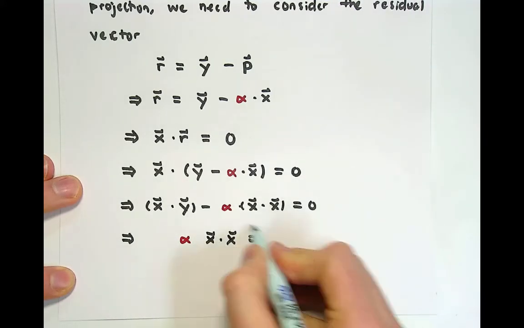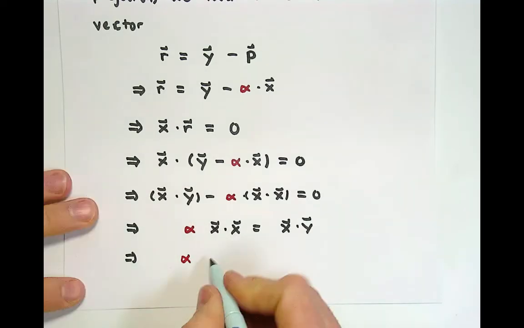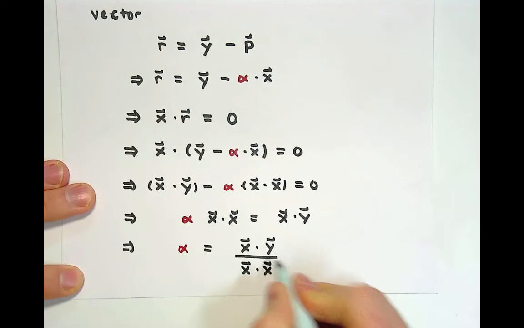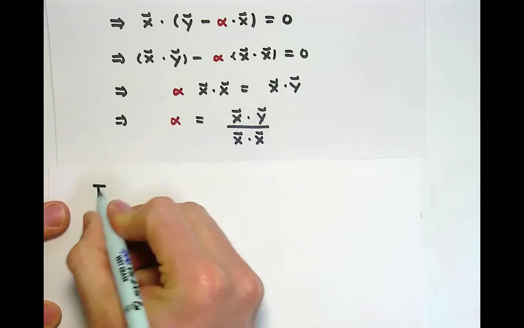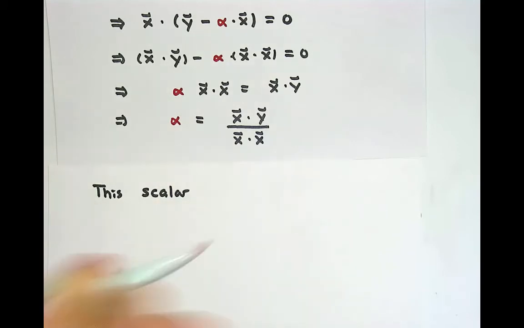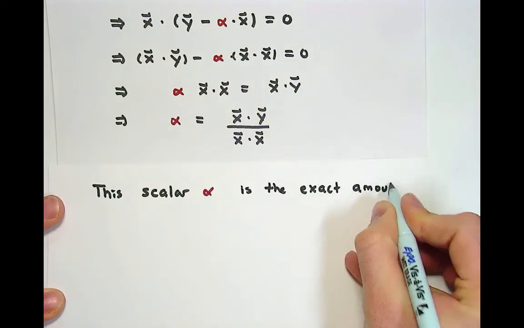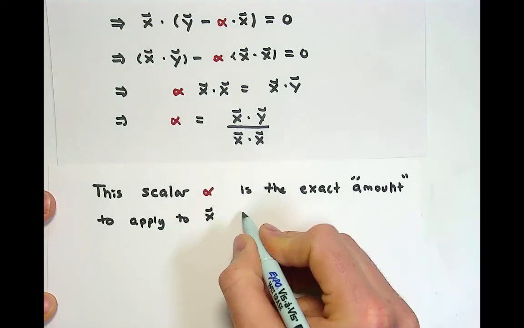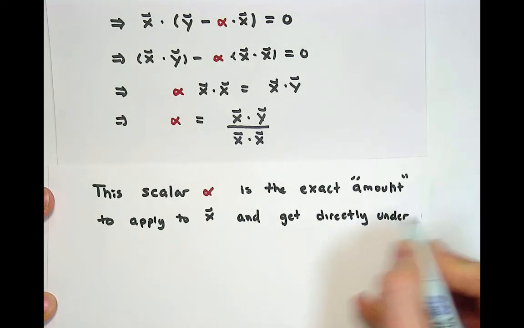So this would be x dot x. So I brought this over to the other side. And now I've got this is x dot y. And then finally I can write alpha as x dot y over x dot x. This is the amount of x that I need to go to get directly perpendicular to y. So when I look at this scalar alpha, it is the exact amount to apply to x and get directly under y.